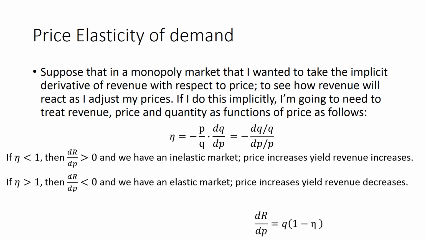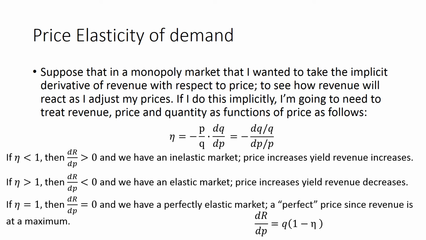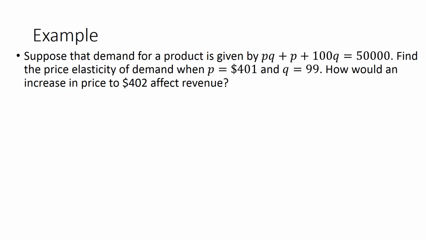If eta is greater than 1, then dR/dP is less than 0. It's a negative quantity, right? We have an elastic market, and that means that price increases yield revenue decreases. And in the case where eta equals 1, then we know that the rate of change of revenue with respect to price is equal to 0. And we have a perfect price since revenue is at a maximum in that particular case. If I adjust the price either upwards or downwards, there's going to be no change in revenue. And so I've got a perfectly efficient price in terms of maximizing my revenue.